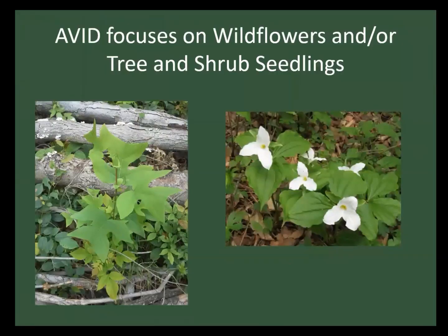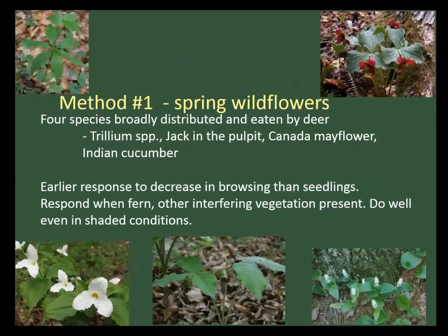So the AVID method focuses on wildflowers or tree and shrub seedlings. So two different methods. The first method, the spring wildflower method, focuses on 4 species that are pretty broadly distributed and also are known to be eaten by deer and maybe be good indicators of deer browse impacts. The first is any of the trillium species, so that's not just one species, but any trillium, Jack in the Pulpit, Canada Mayflower, and Indian cucumber.